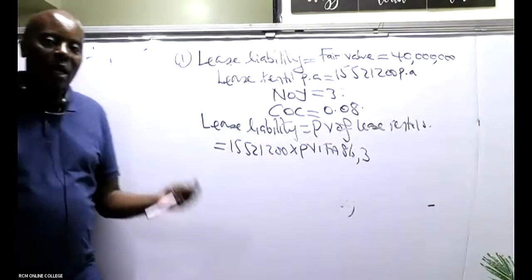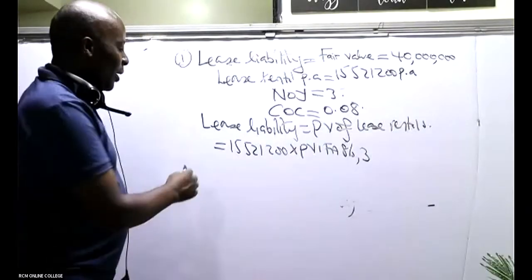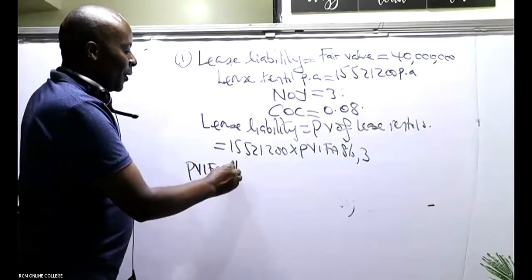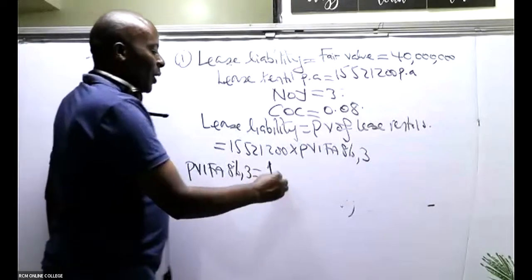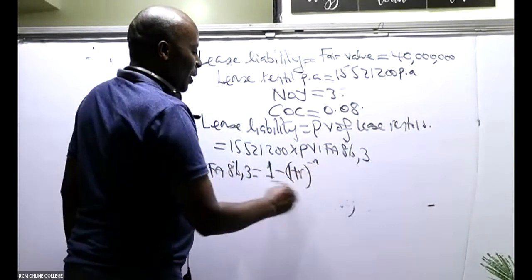So then my work tonight is very easy. I need to come and get this annuity factor at 8% for 3 years. I know the formula is 1 minus 1 plus R raised to negative n, divided by R.